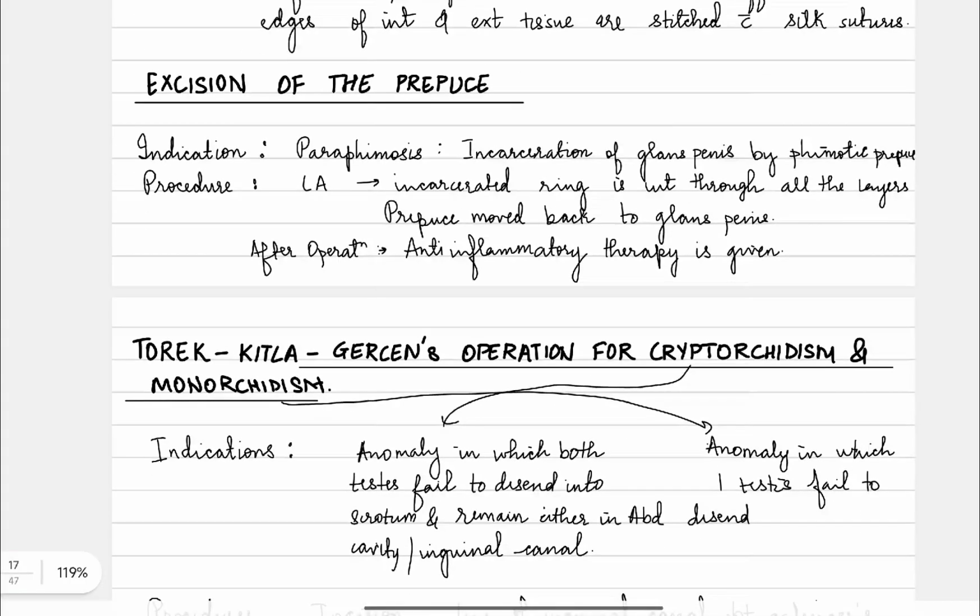Now, excision of the prepuce if paraphimosis is happening, which is incarceration of the glans penis by the phimotic prepuce. Procedure: local anesthesia, and the incarcerated ring is cut through all the layers. The prepuce is moved back over the glans penis. After the operation, anti-inflammatory therapy is given.